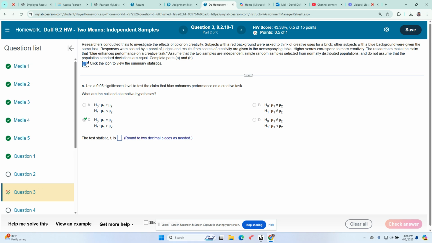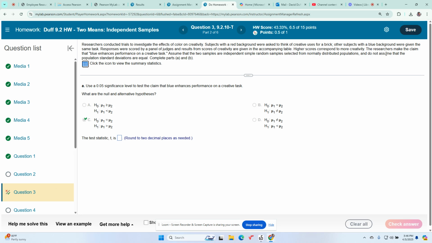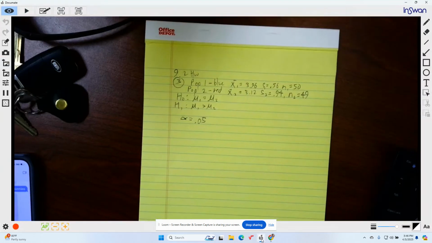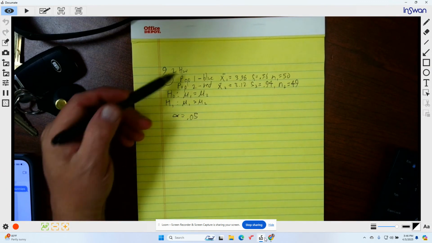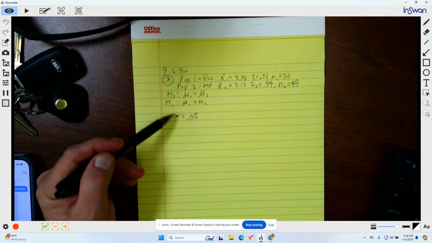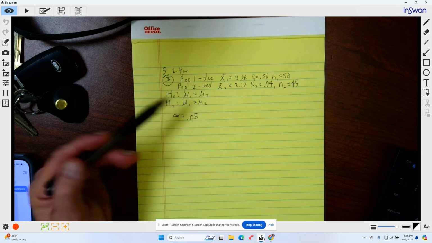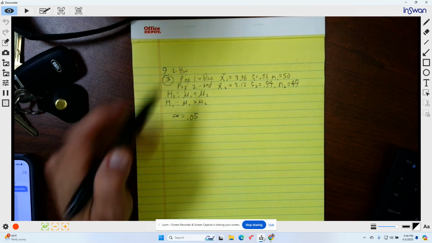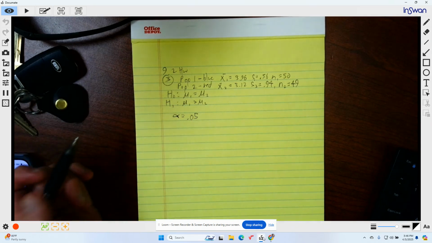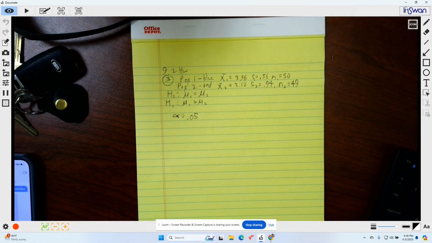And then here are the summary statistics, which I've already written down in advance. They give us n, x bar, and s for both the blue group and the red group. All right, I'll show you just what I wrote down. I wrote down population 1 is blue, population 2 is red. The null hypothesis is that they're equal. The alternate is that the blue scores are greater than the red scores. The alpha level is 0.05, and then there's the summary stats.